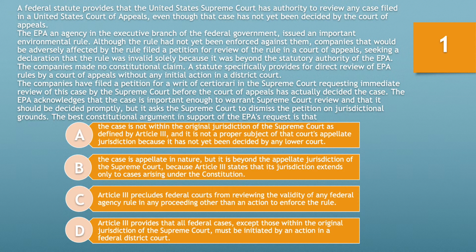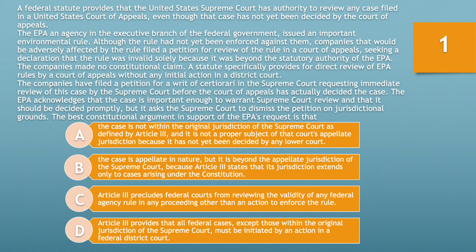A federal statute provides that the United States Supreme Court has authority to review any case filed in a United States Court of Appeals, even though that case has not yet been decided by the Court of Appeals. The EPA, an agency in the executive branch of the federal government, issued an important environmental rule. Although the rule had not yet been enforced against them, companies that would be adversely affected by the rule filed a petition for review of the rule in a court of appeals, seeking a declaration that the rule was invalid solely because it was beyond the statutory authority of the EPA itself. The companies made no constitutional claim.